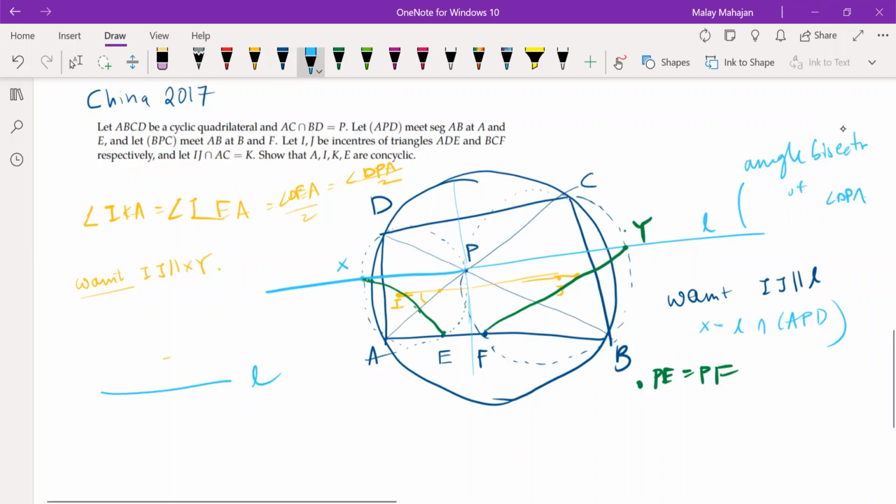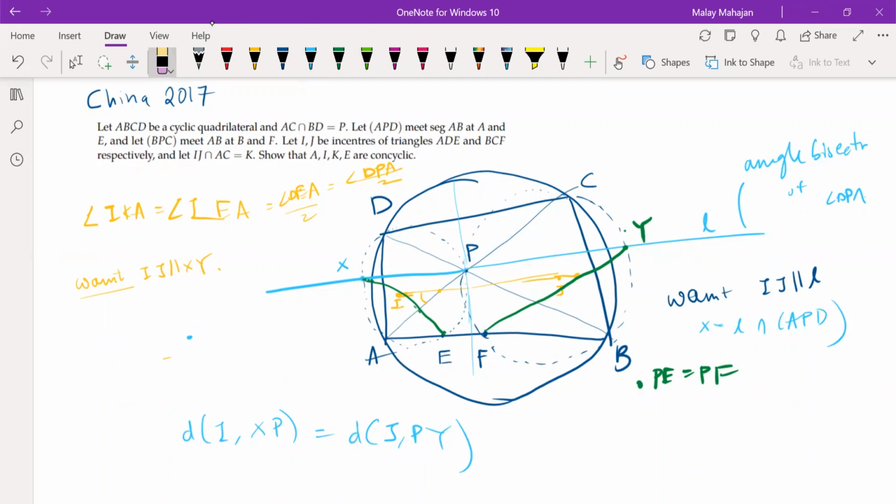Okay, but you have L, and I'm not sure how to motivate this, but I and J are 2 points. How to prove that? Think about some weird condition that would prove that IJ is parallel to L using some length. Try converting this to a length condition. They have equal distance from the line. Yeah, so you want to prove distance. That's the whole point. Is distance J from XY, which is PY. So you want to prove these distances are equal.